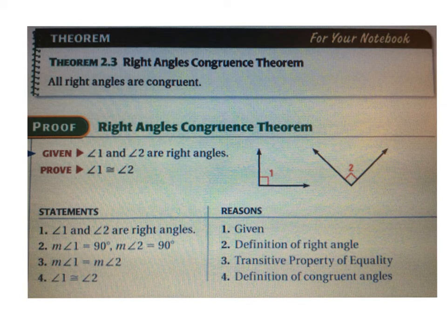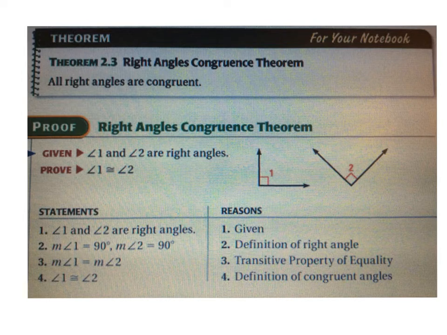Okay, so in today's lesson we are going to start off talking about the right angles congruence theorem, and it's pretty much exactly what it sounds like. The right angles congruence theorem just says that all right angles are congruent, so that's pretty easy to remember.